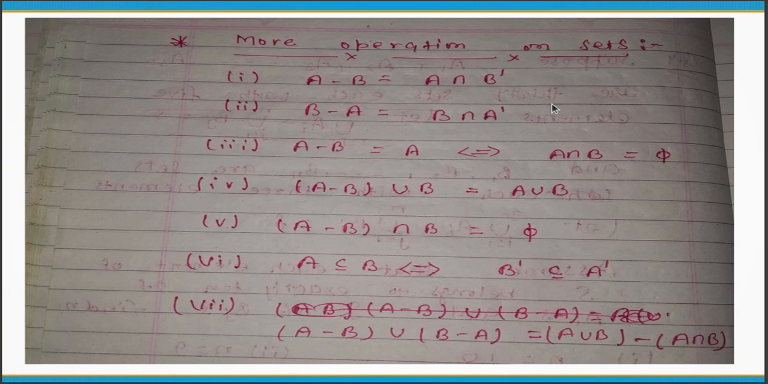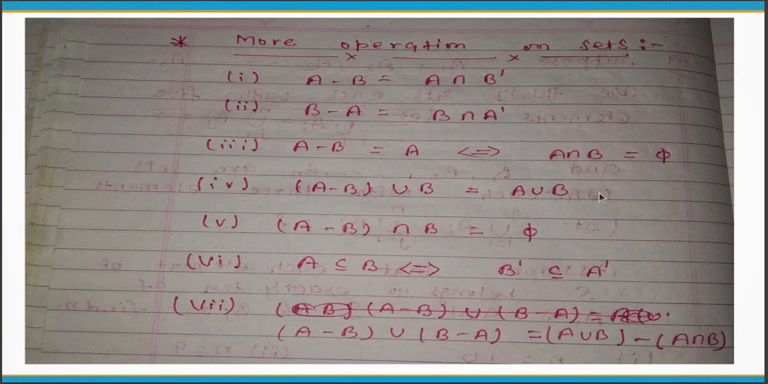Now more operations on sets. A minus B equals A intersection B dash, and B minus A equals B intersection A dash, and A minus B equals A and A intersection B equals phi. The difference of sets A minus B equals A means we have no common element. You can draw a Venn diagram of A and B, then A minus B gives all elements of set A, means we have no common element. Similarly you can solve by making a Venn diagram, you can prove this formula.